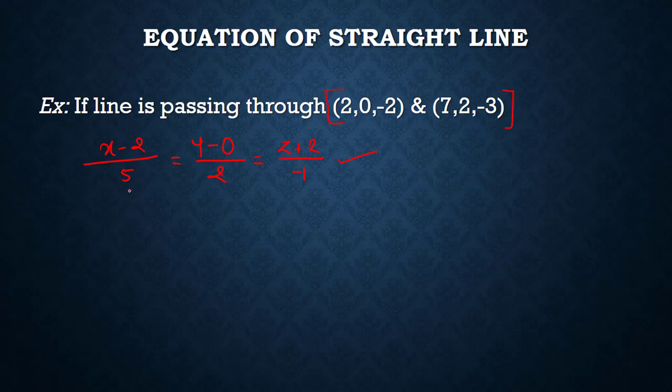Sir, what are the DRs? So DRs are nothing but 5, 2 and minus 1. 5, 2 and minus 1.